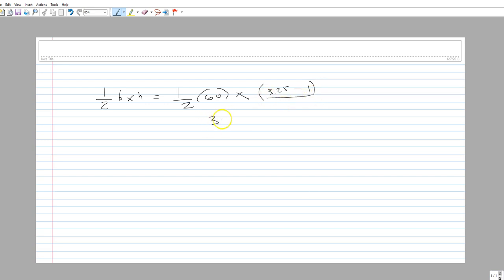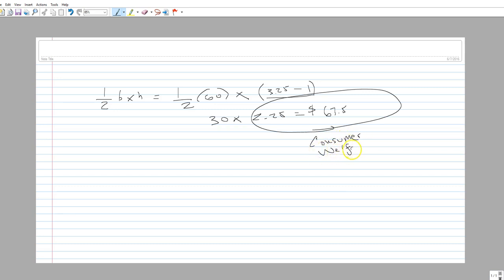So that'll be 30 times 225, and that is equal to $67.5. So this is consumer surplus, and it's actually called consumer welfare, a concept that is used in economics to measure the consequences or benefits of different policies.